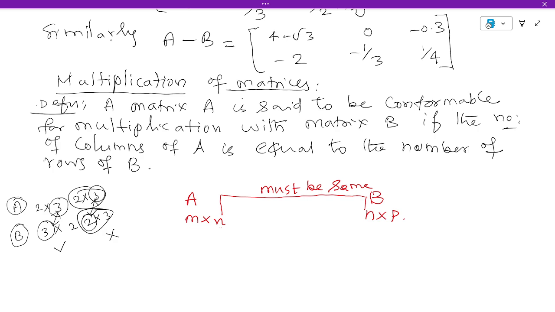Any doubt in this definition? Excuse me, sir. Yes. Sir, your screen is not visible to us. Yeah, it is visible only, I think. It is visible. Yes, sir, it is visible. It is visible only. I didn't do anything. You can check it. Check it please.